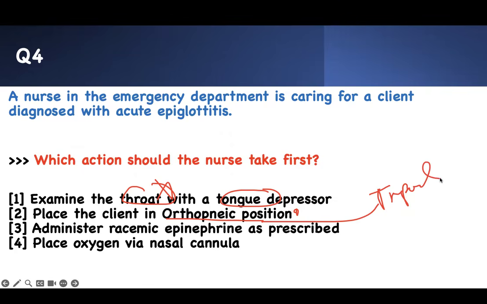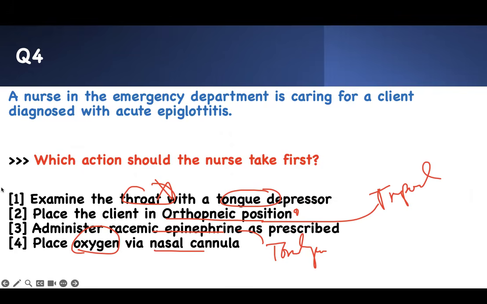What do you think? They can change the word. Racemic epi can help, but it can make the kid tachycardic. You don't want them to have tachycardia. At the same time, you better not give them medication if you know there's an airway issue, if you can do something first before medication. Oxygen via nasal cannula, fine. You can give them oxygen. Nasal cannula may irritate them, but it's still getting oxygen. You'd rather give them face masks.